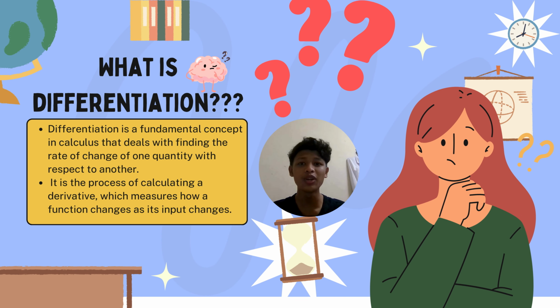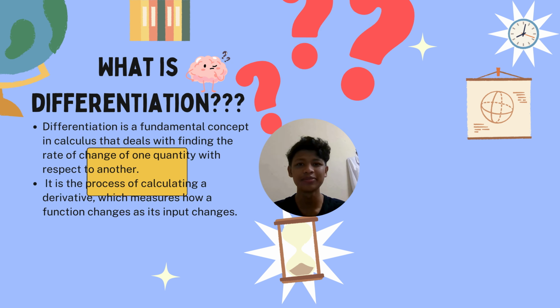Now, we're going to start our topic with what is differentiation? Differentiation is a fundamental concept in calculus that deals with finding the rate of change of one quantity with respect to another. It is the process of calculating a derivative, which measures how a function changes as its input changes.